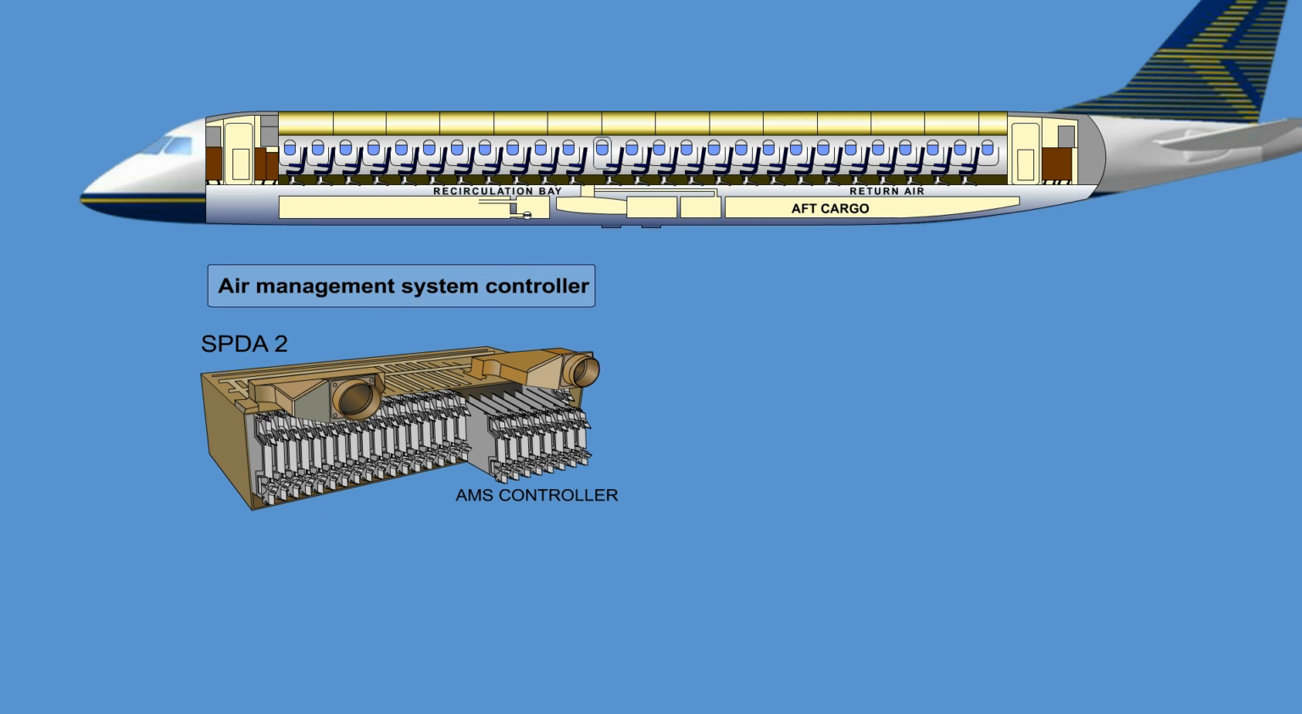The AMS controller has two channels that control the respective on-side systems. In case of a channel failure, the other channel is able to control the entire pneumatic, air conditioning, and anti-ice systems.